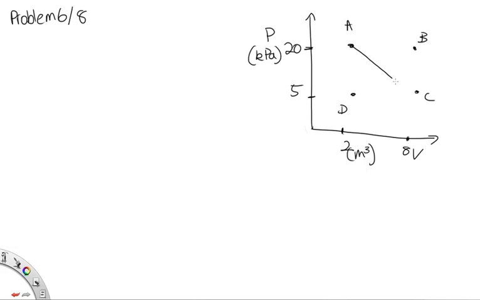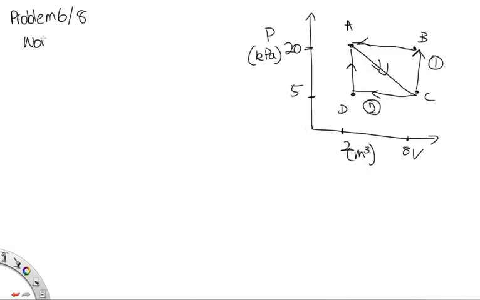The gas goes from A to C, expanding, and then it has a choice to get back to A. It can go around path 1, which is from C to B and B to A, or it can go around path 2, which is from C to D and D to A. That's 2. The question asks us to calculate the work needed for these 2 cycles. So A to C to B to A, that's cycle 1, or from A to C to D to A. Okay, so both of them contain A to C.